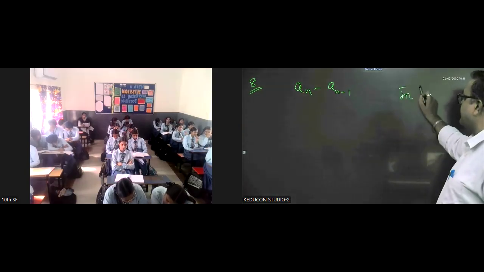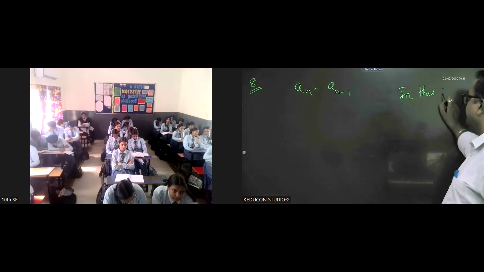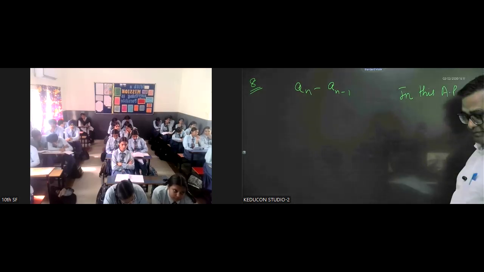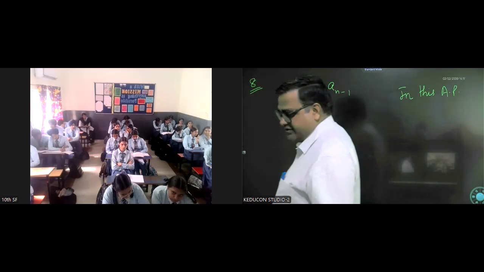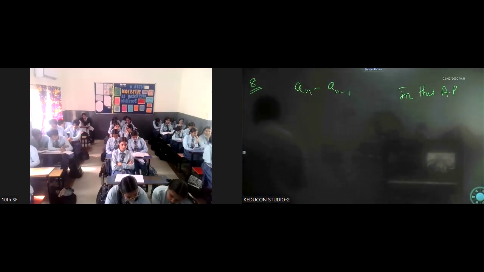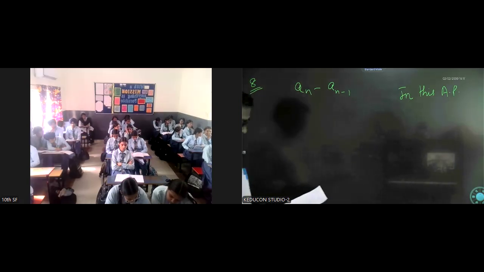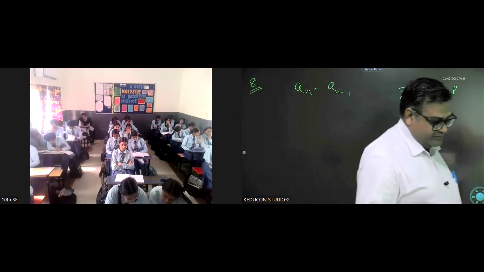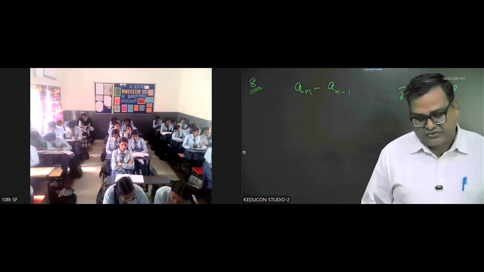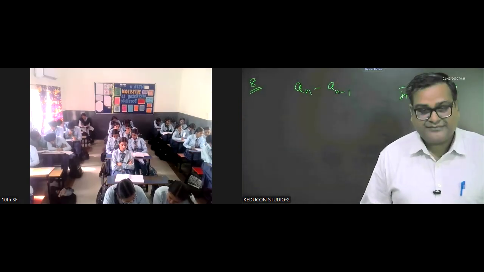So then it becomes true. In this AP should come in place of n. In this AP, then it will be true. But otherwise it is false. So A is true, R is false. So hence it is option C again. Question number 8 is option C. Now we come to the case study based questions.